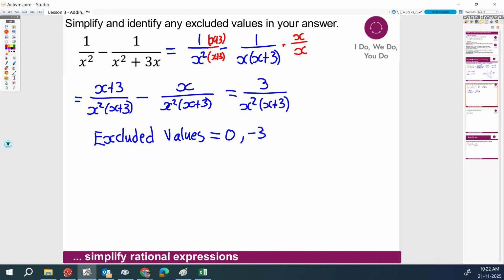What will make the first fraction undefined? 1 over x squared. If we set x equal to 0, you get 1 over 0 squared, 1 over 0, excluded. So is there not a hole in this one? If they don't cancel out, there's no hole.